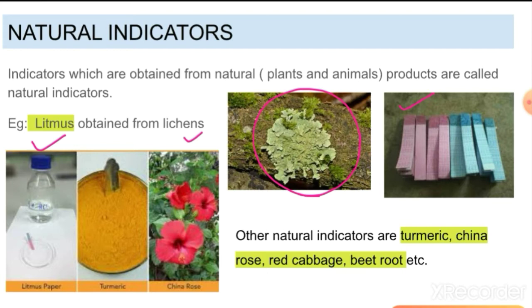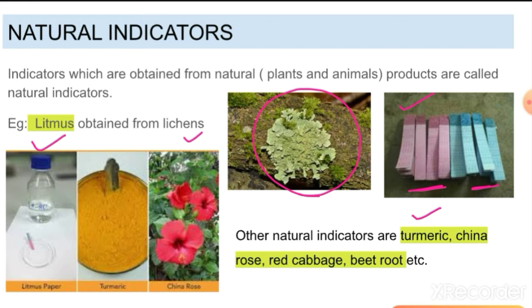And another natural indicator is turmeric. Yes, turmeric, which is available in our kitchens. So it's very easy to test with turmeric. You can make a paste of turmeric by adding a few drops of water to it and apply that paste to a piece of paper. Then rest that paper for a few hours so that the turmeric paste dries up. When the paste is dry, you can cut that paper into strips like we have of litmus paper, and use them as an indicator.